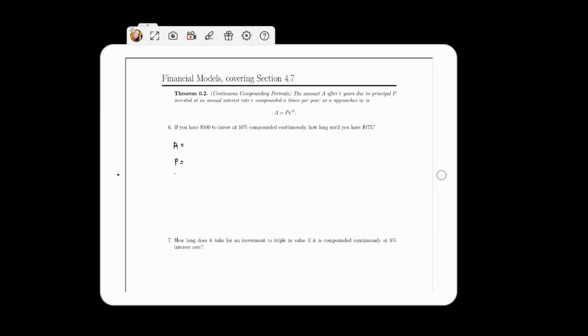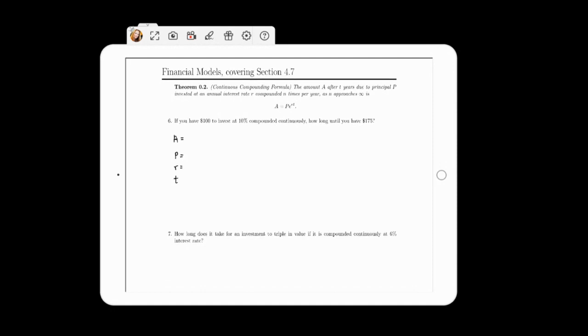So if you have $100 to invest at 10% compounded continuously, how long until you have $175? As before, we need to figure out what is A, what is P, what is r, and what is t. Okay, you'll see that we don't have n because you're given continuous compounding, so that means n is approaching infinity, and we have to use the other formula.